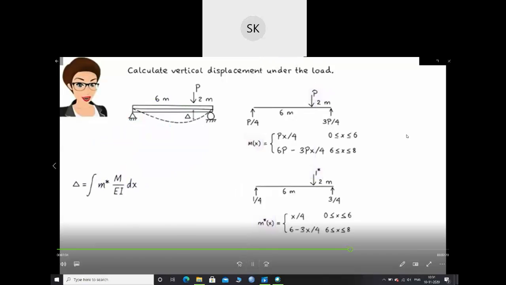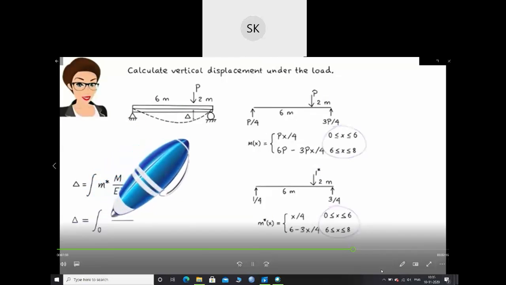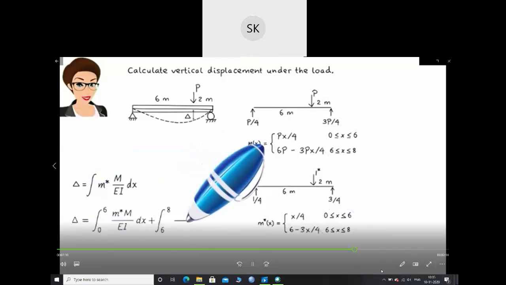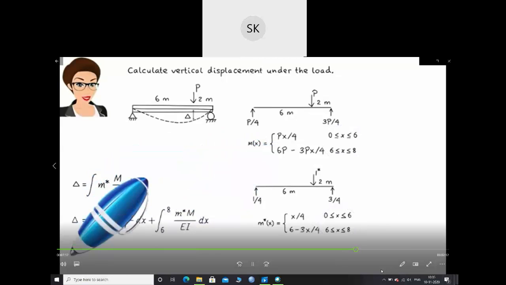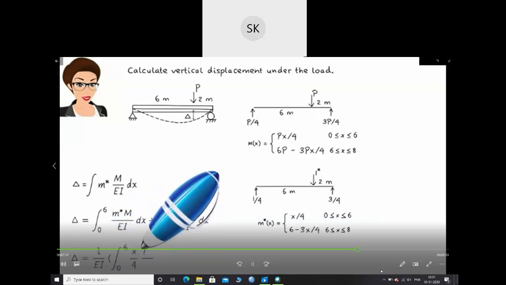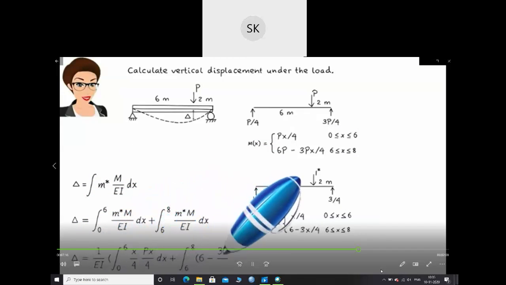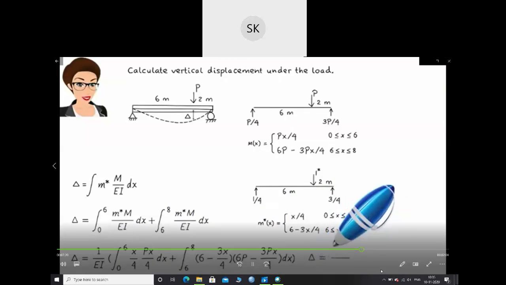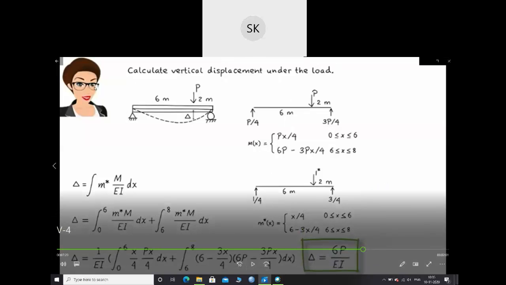Here, since the moment equation intervals match, we can write this, or this, which gives us delta equals. So what they asked is to find the vertical displacement under the load. This is the load P given. They have asked to find the vertical displacement under the load.